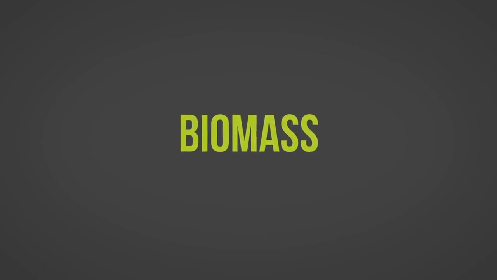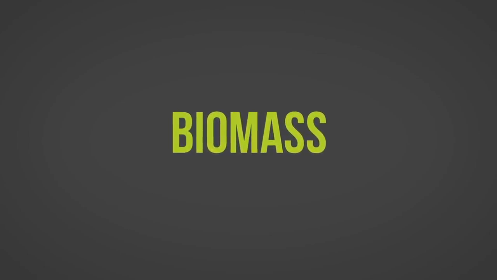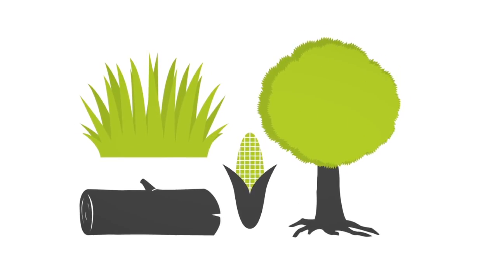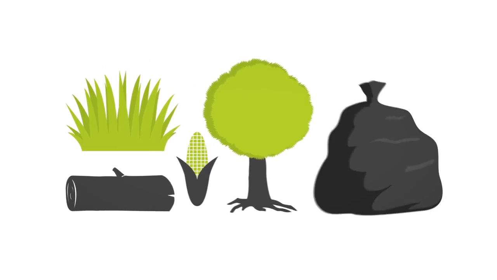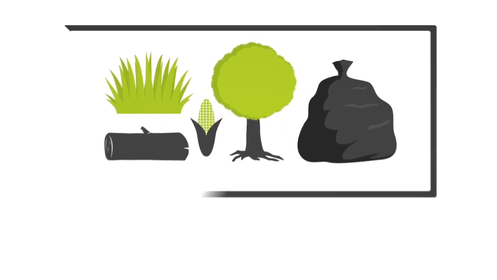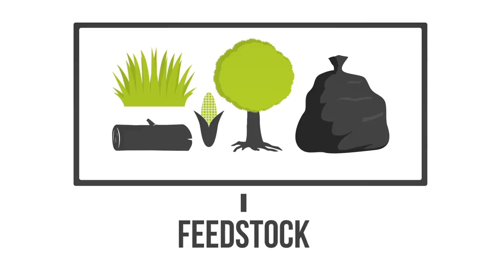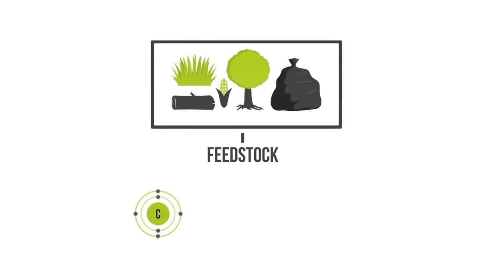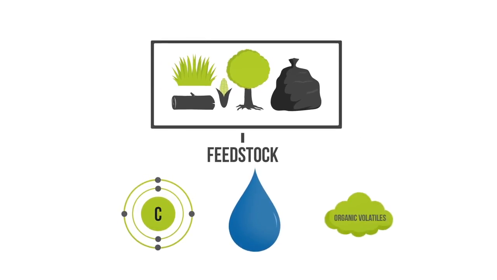Biomass. Biomass energy, or bioenergy, refers to energy produced from organic matter. Biomass is primarily found in the form of living or recently living plants, as well as waste. The term feedstock is used to refer to whatever type of organic material will be used to produce energy. Different feedstocks will have different physical compositions, but generally all feedstocks include varying amounts of carbon, water, and organic volatiles.